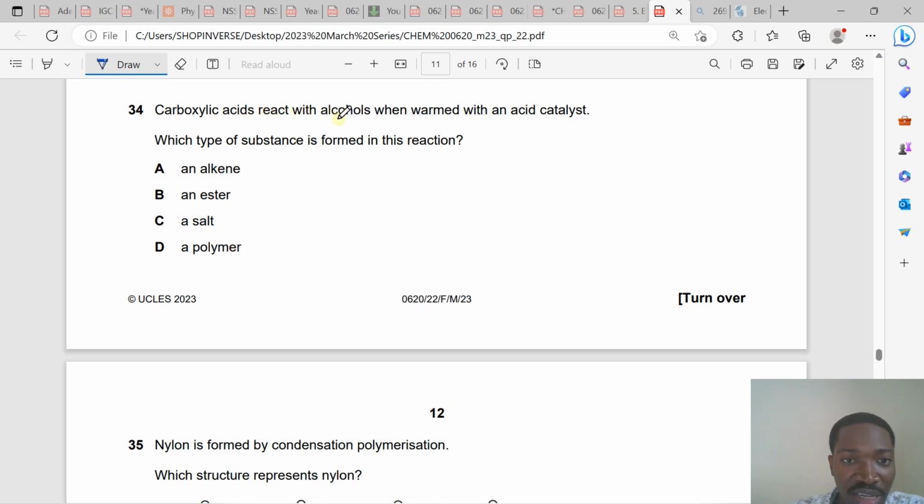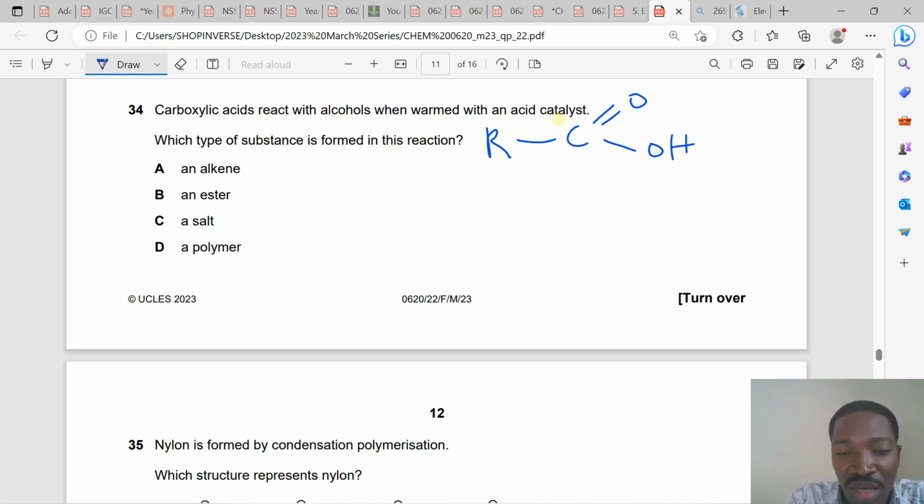Carboxylic acids react with alcohol when warmed with an acid catalyst. Which type of substance is formed? Carboxylic acid reacts with alcohol. Carboxylic acid, R, reacts with alcohol.